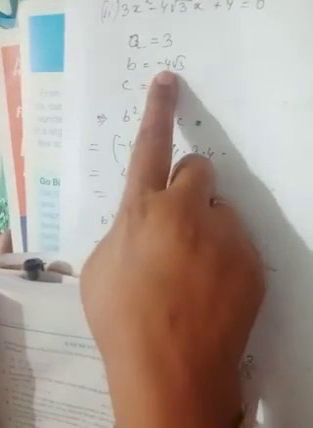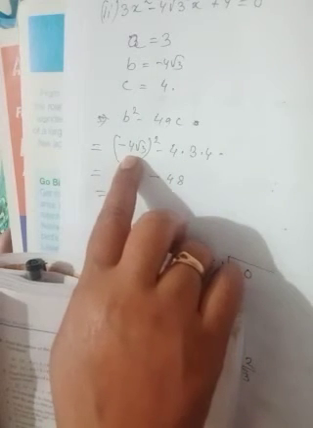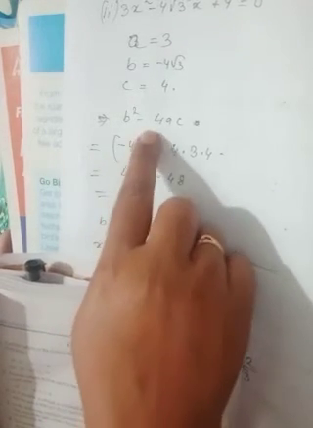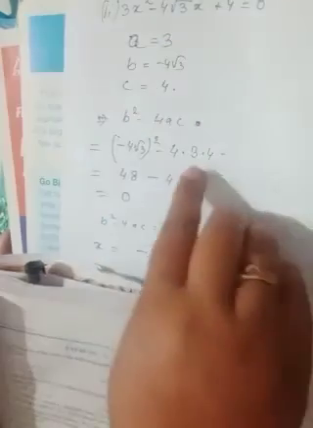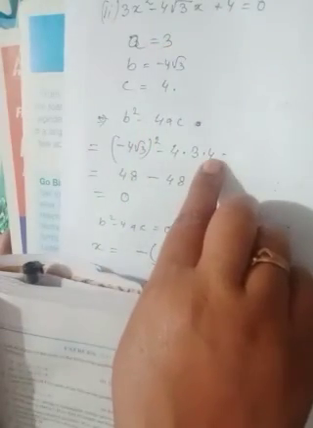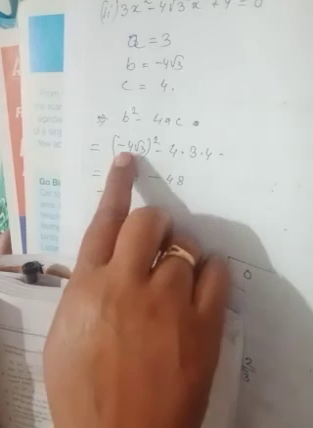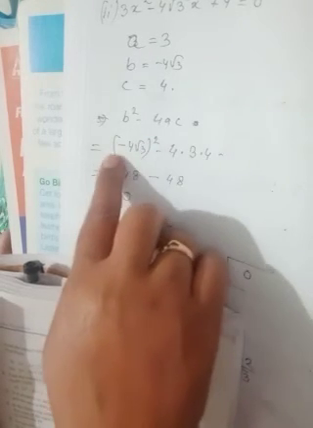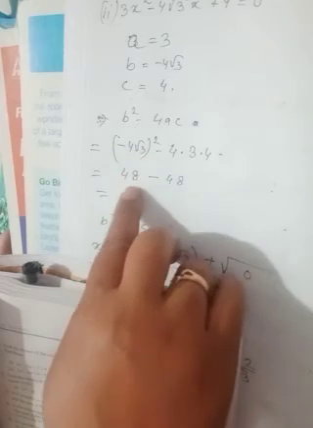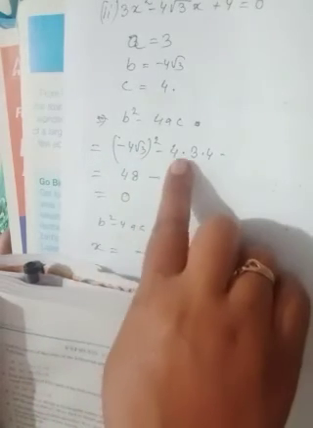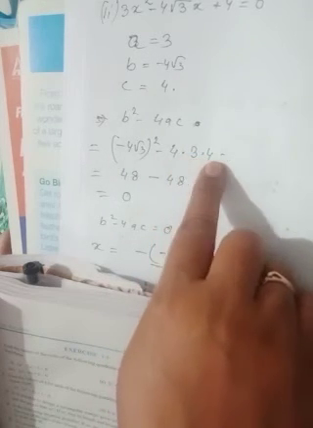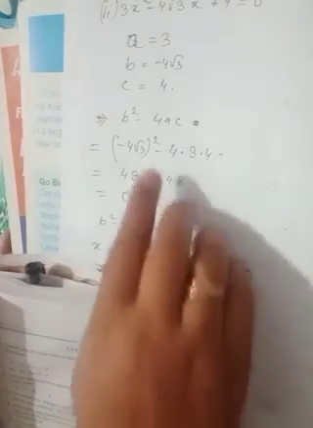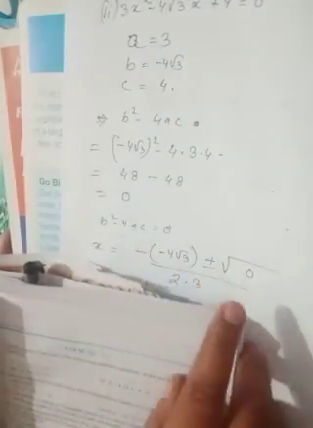So here b is minus 4 root 3. Putting the value of b as minus 4 root 3, making it a square, then minus 4, then write down 3 as a and c as 4. So minus 4 root 3 whole square is 4 4s are 16, 16 3s are 48, and minus into minus is plus. So 4 3s are 12, 12 4s are 48. So 48 minus 48 is equal to 0. Here we get the value of b square minus 4ac is equal to 0. That means this equation is having two equal roots.